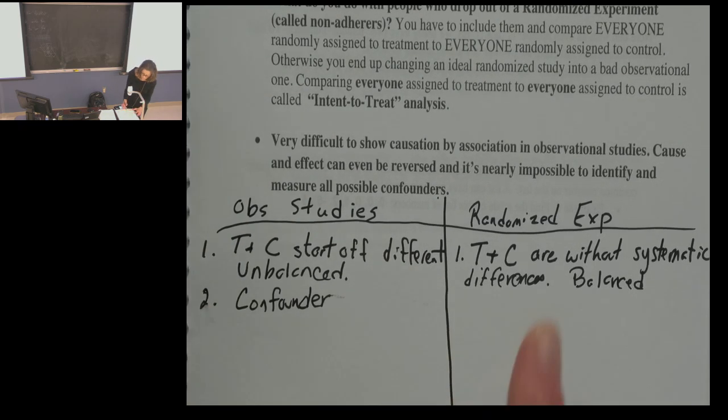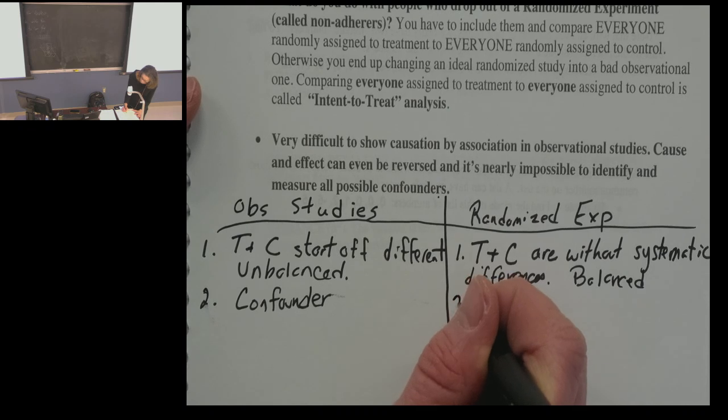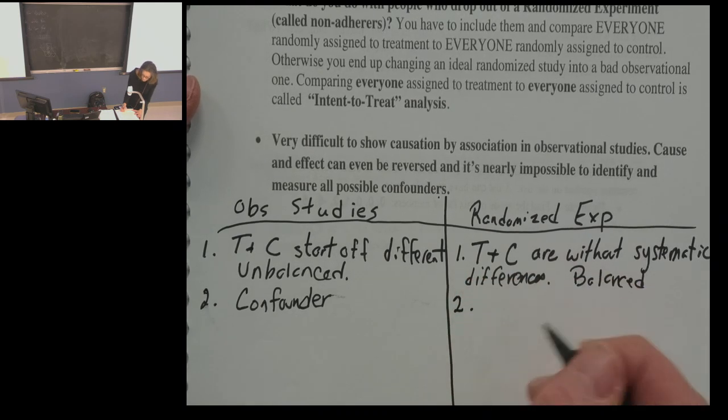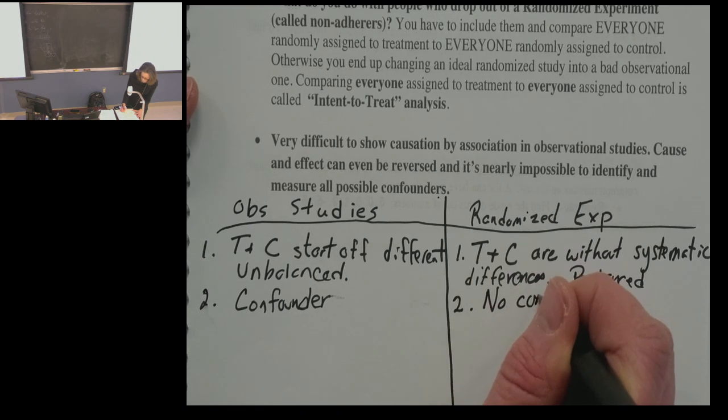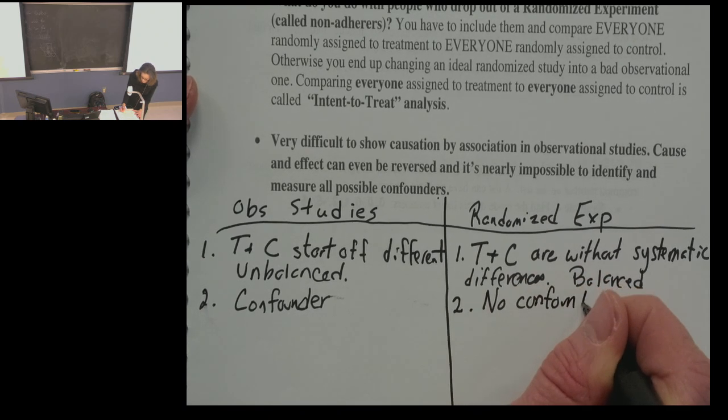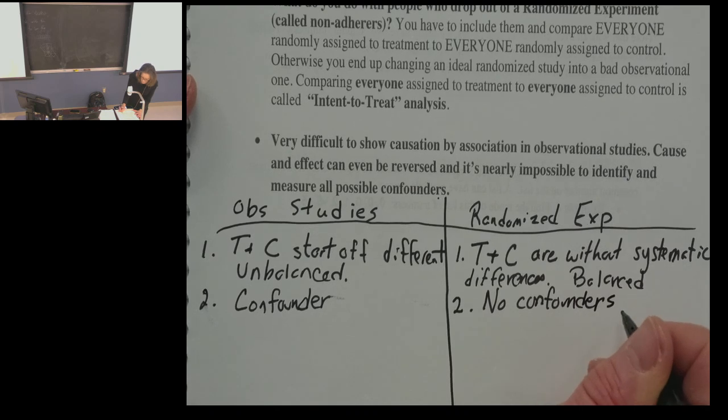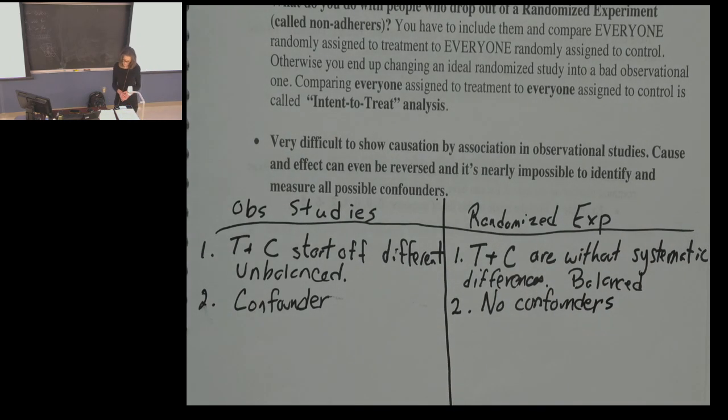That's a big problem. Whereas with randomized experiments, as long as they're large enough, there are no confounders. Now, there could be accidental differences, right? But those average out with big enough sample sizes.